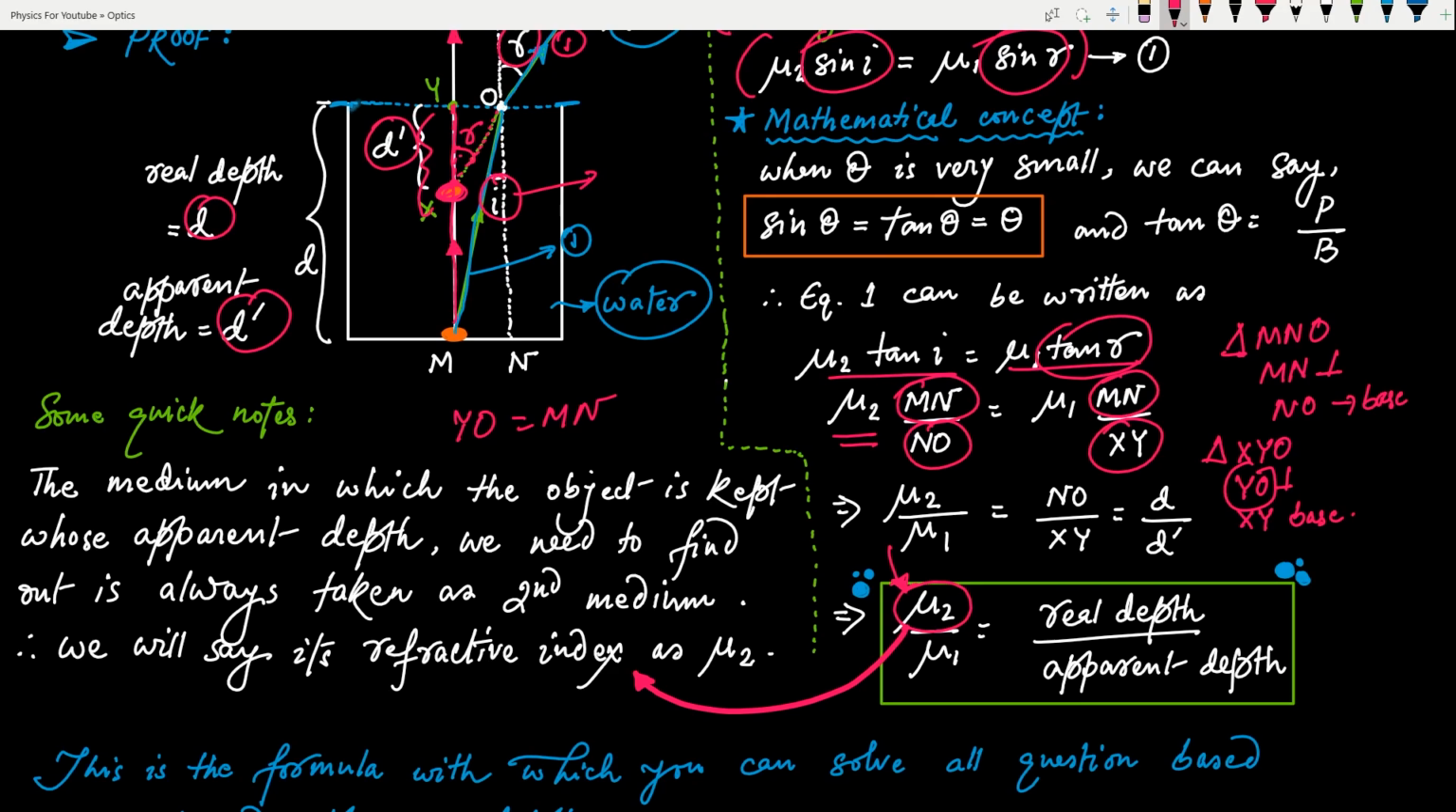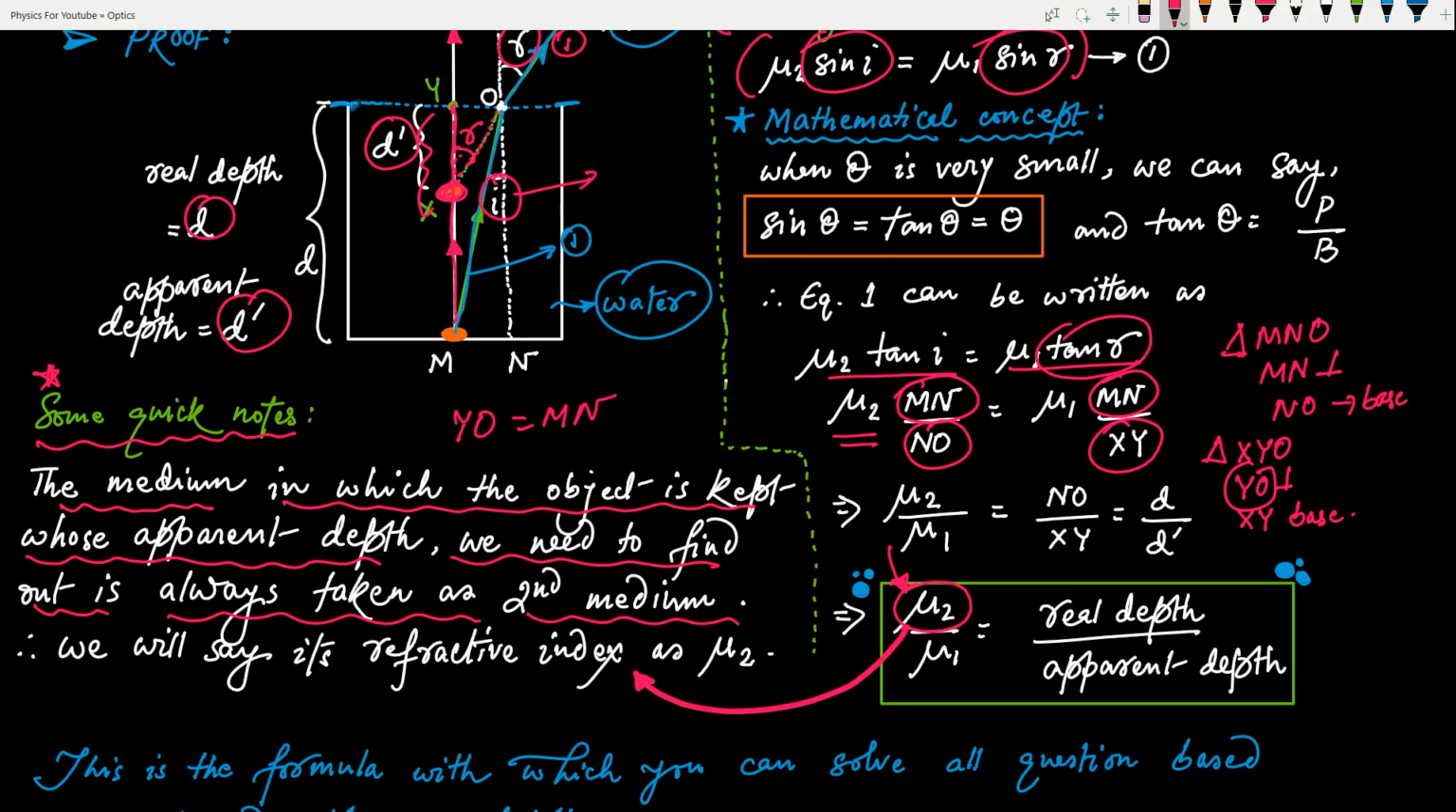Okay, just concentrate here. Now, always remember one thing, this is very important. I've written some quick note. Just put a star mark here and remember, the medium in which the object is kept, whose apparent depth we need to find out, is always taken as second medium. Always remember, since the coin is kept here and the coin's apparent depth we need to find out, therefore the coin is kept in water.